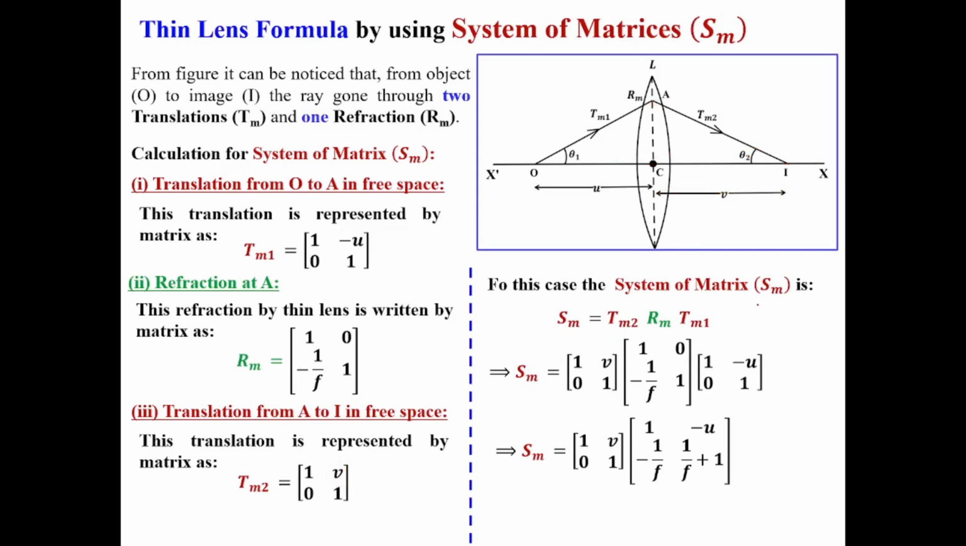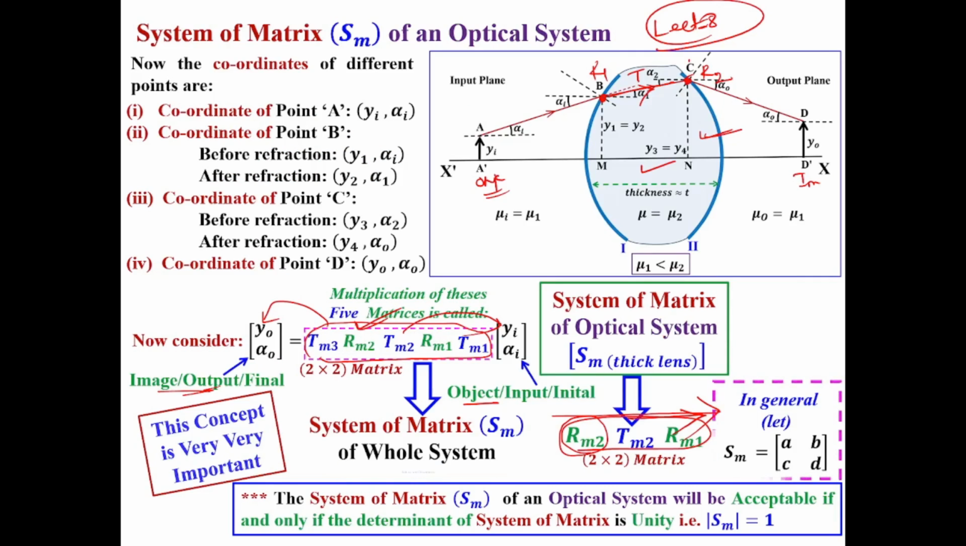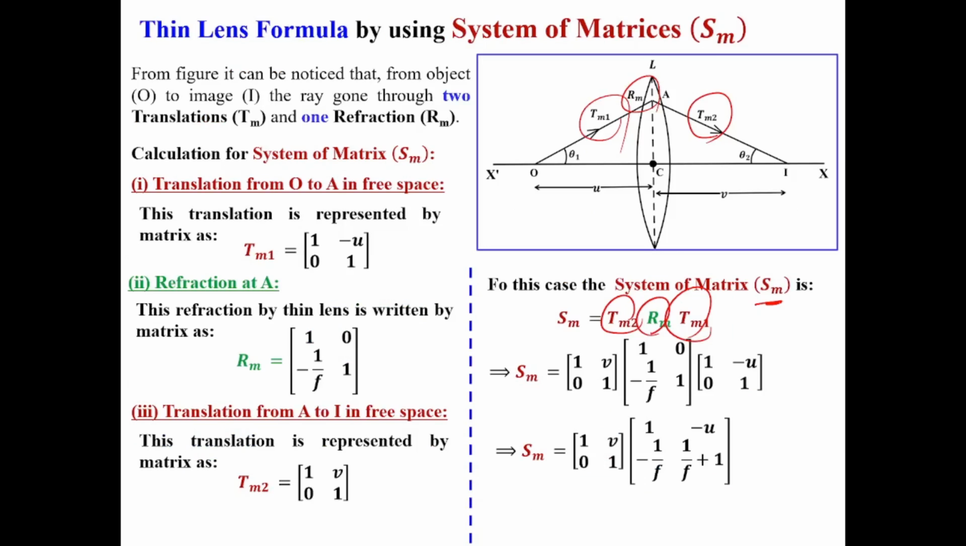Now the system of matrix will be what? First we have to consider Tm2, then Rm, and then Tm1. This is what I just discussed in the system of matrix: first we consider R2, then T, then R1. Right? Same here, we use that concept.